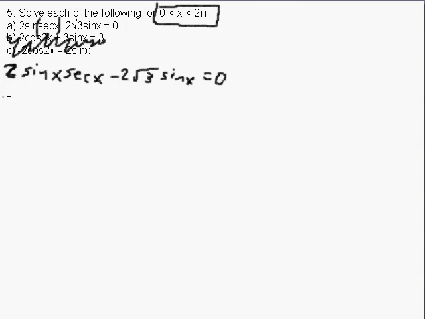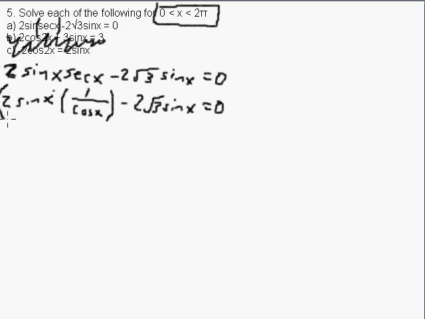Now, here's what we have to do still, though. We take 2 sine, the secant x is, well, x. Now, the secant x is 1 over cos x. You need to know those reciprocal identities. Minus 2 root 3 sine x equals 0. Okay, now, I don't like cos on the bottom.